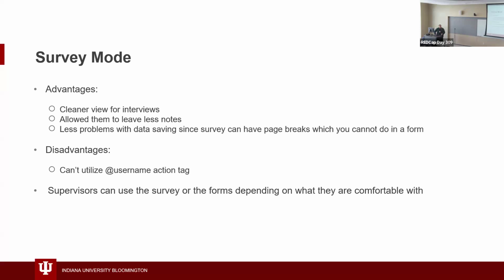We also had less problems with data saving because in the form mode, they have to remember to hit save at the bottom, or that warning pops up, but they would sometimes hit the wrong button. So now with this, since we broke it up over multiple pages, we're getting it saved much more frequently than we were before. A disadvantage that I talked about earlier is we can't use the @username action tag. So we found a way around that, but it just creates one more thing that they have to do.